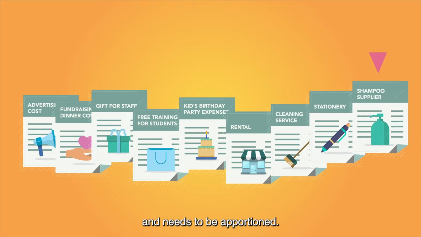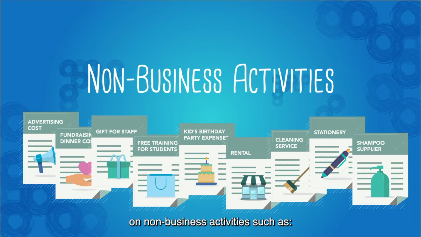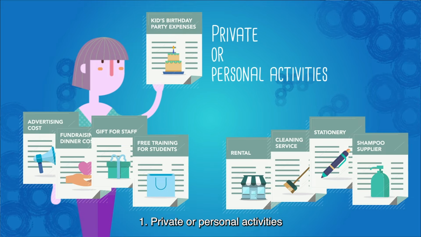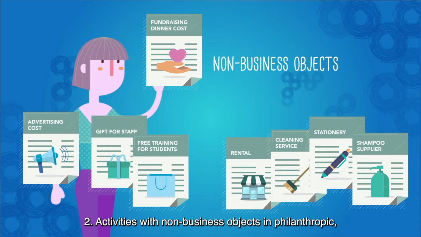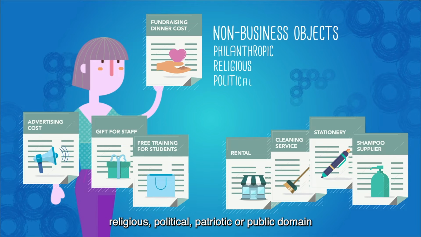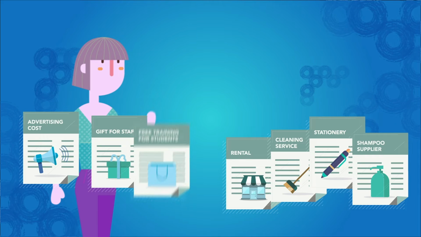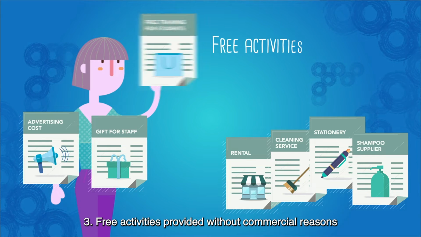be apportioned. We cannot claim input tax on non-business activities such as 1. Private or personal activities. 2. Activities with non-business objects in philanthropic, religious, political, patriotic, or public domain. 3. Free activities provided without commercial reasons.